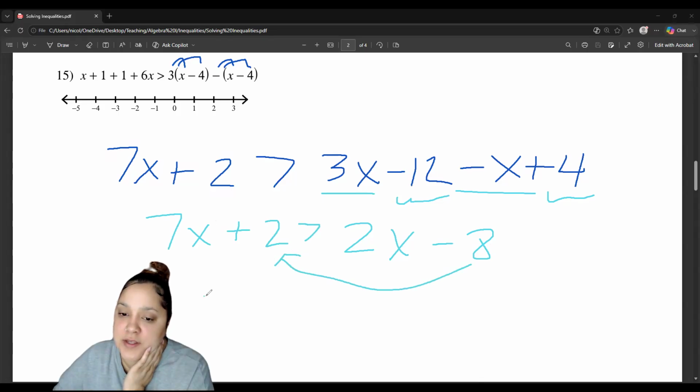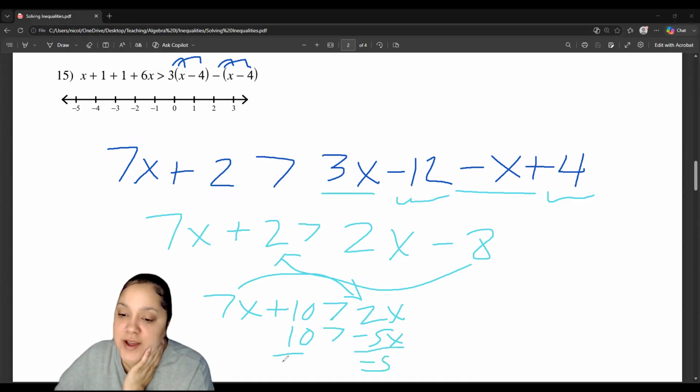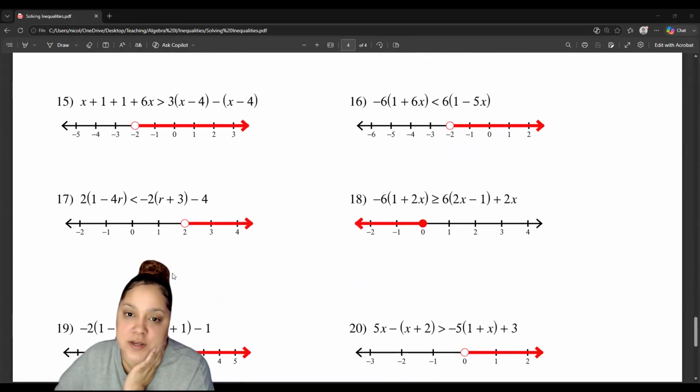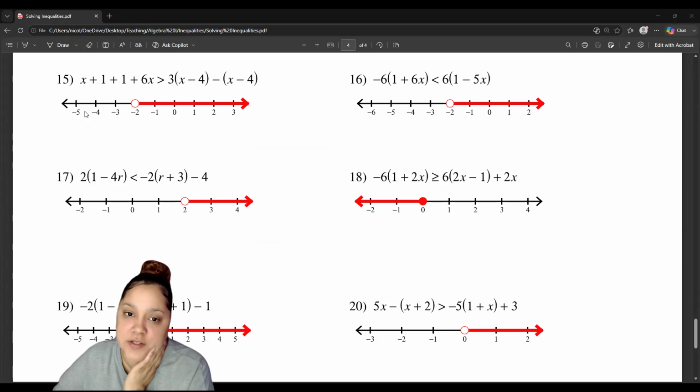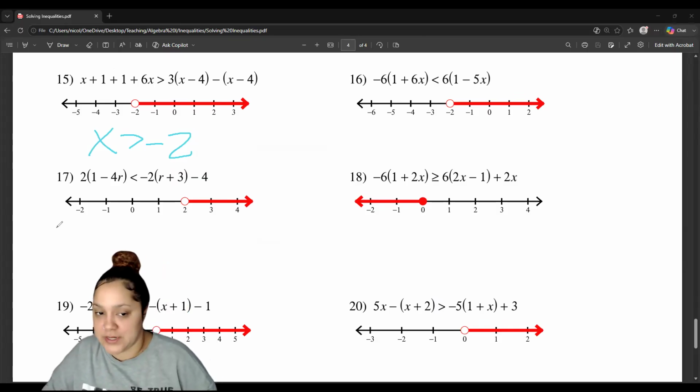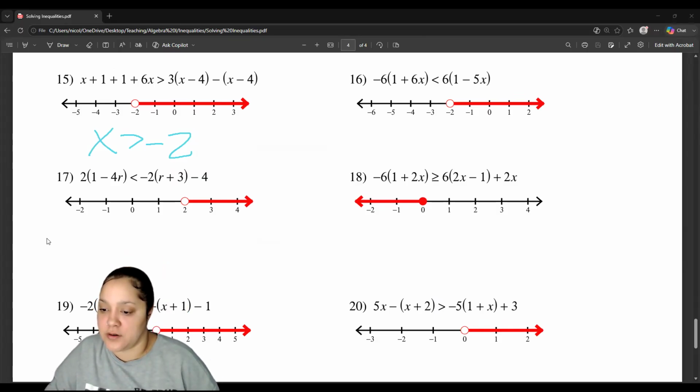You want to add 8 to the other side, which gets you 7x plus 10 is greater than 2x. And then you want to subtract 7x from the other side, which gets you 10 is greater than -5x. Divide both sides by -5, and make sure you once again flip the sign, and you'll get x is greater than -2. And we want to check our answer for number 15. We got x is greater than -2, which is correct, and you graph it. So play around with these and check your answer.